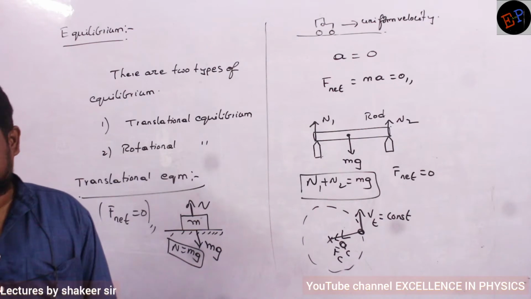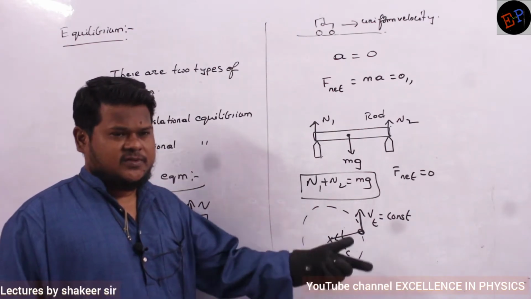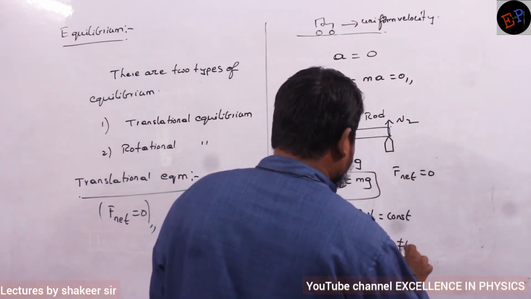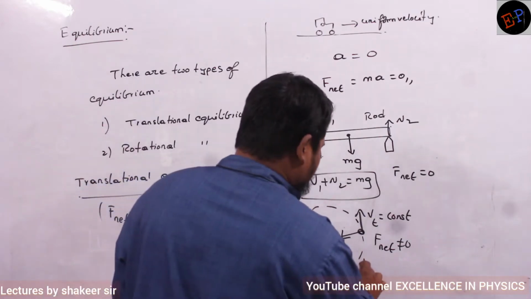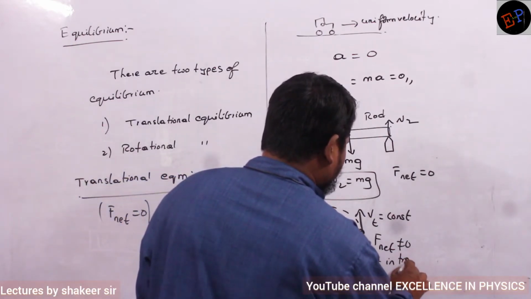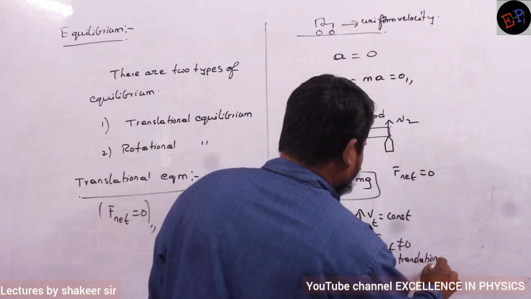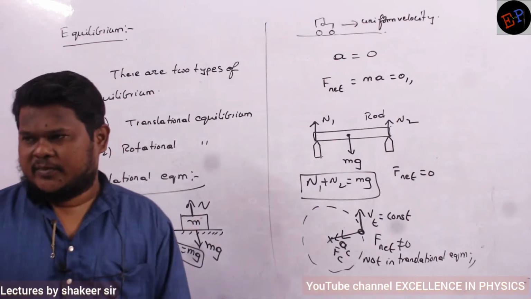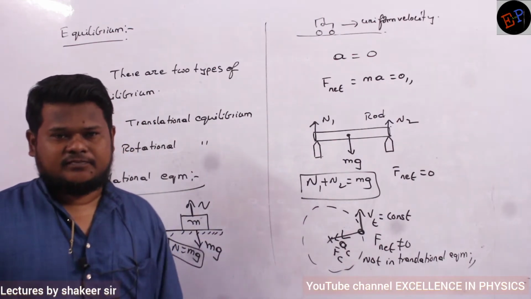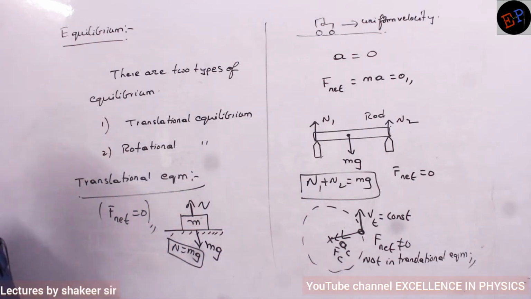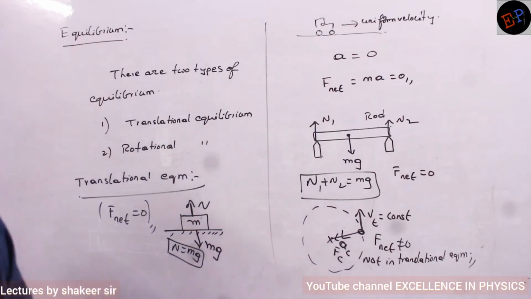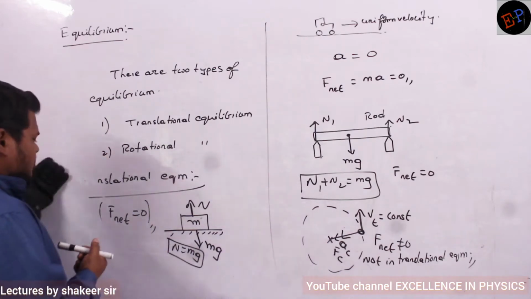Centripetal force is required. Clear now? And centripetal force is present, so net force is not zero. So this body is not in translational equilibrium, because net force is present here. Understood? So therefore, wherever net force acting on the system is zero, then I can say that the body is in translational equilibrium. Okay, that's it. Similarly, let us see what is meant by rotational equilibrium.